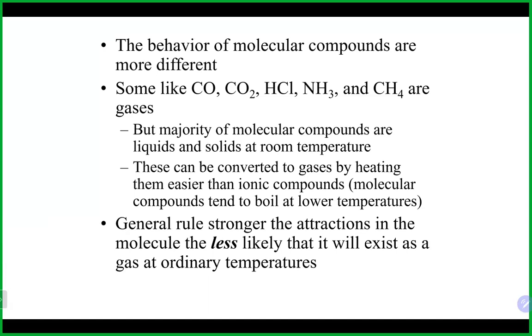So we do see a lot of difference between molecular compounds and ionic compounds in terms of phases. There are some molecular compounds like carbon monoxide, carbon dioxide, hydrogen chloride gas, ammonia, and methane, which is CH4. These are gases under normal conditions. But a lot of molecular compounds are liquids and solids under normal room temperature.